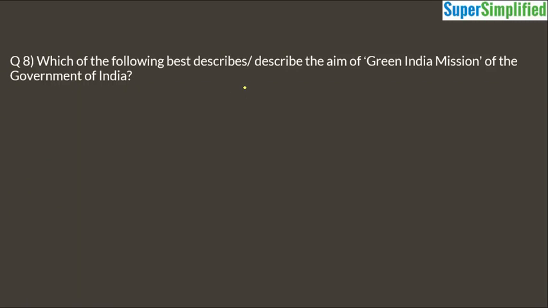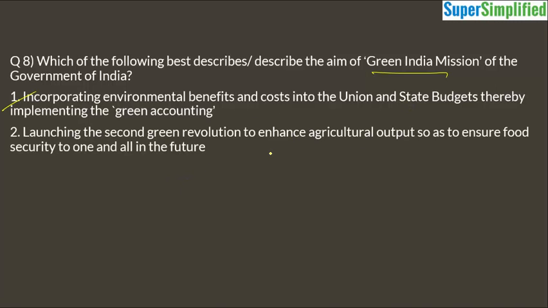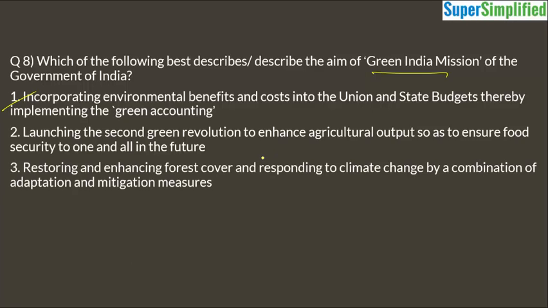Which of the following best describes the aim of Green India Mission of the government of India? Green India Mission. Okay. Statement 1. Incorporating environmental benefits and costs into Union and State budgets and thereby implementing the green accounting. Statement 2. Launching the second green revolution to enhance agricultural output so as to ensure food security to one and all in the future. Statement 3. Restoring and enhancing forest cover and responding to climate change by a combination of adaptation and mitigation measures.